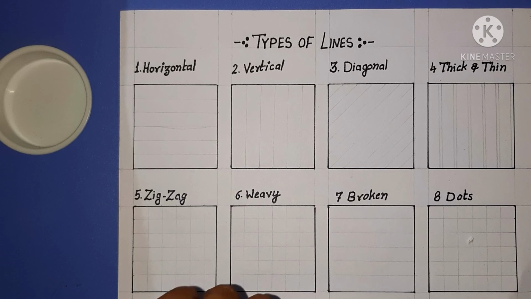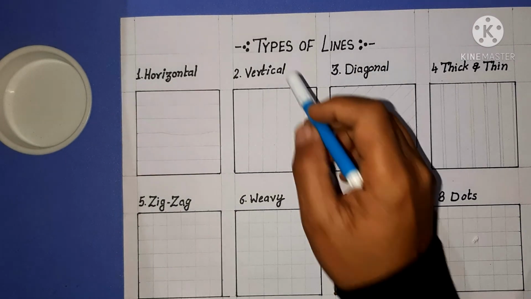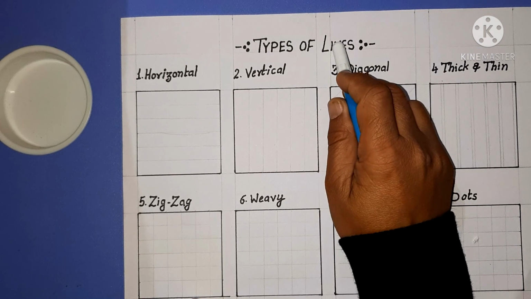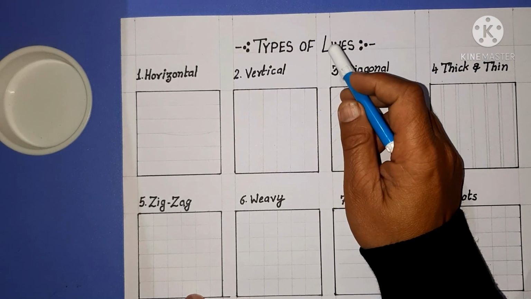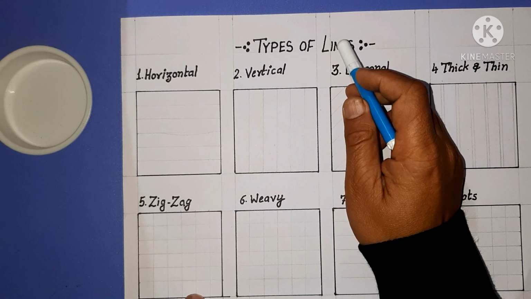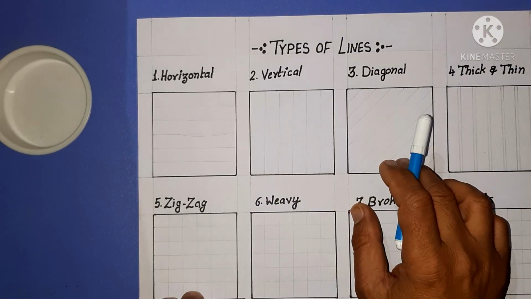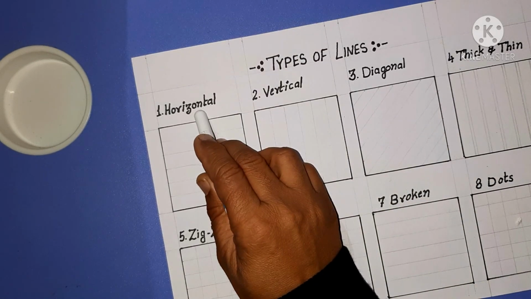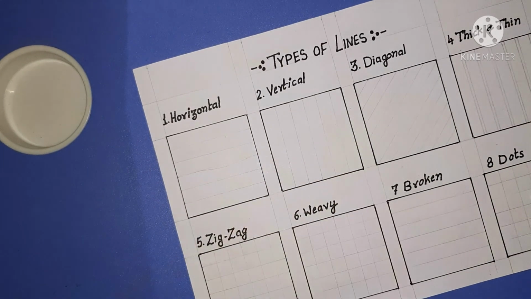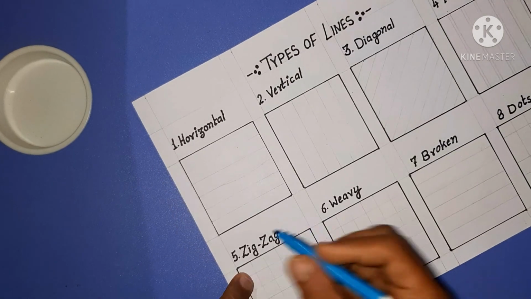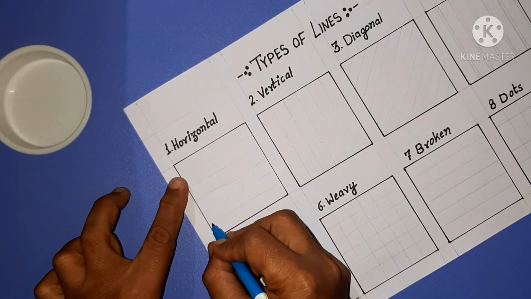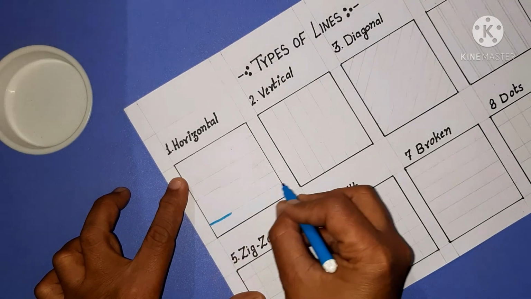So in today's video we'll be learning the types of line, because lines are the base for every print pattern or anything that you draw. That is always possible with the help of lines. So the first line we'll be learning is a very basic line, the horizontal line. If you look around your surroundings, most of the lines available are horizontal lines.